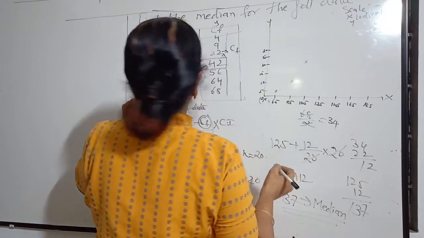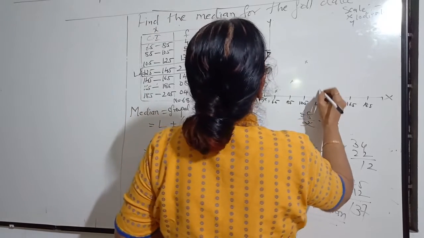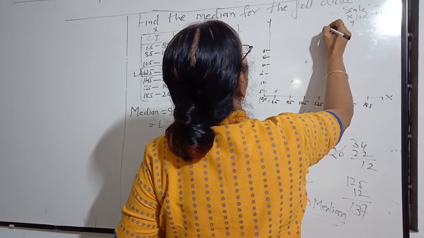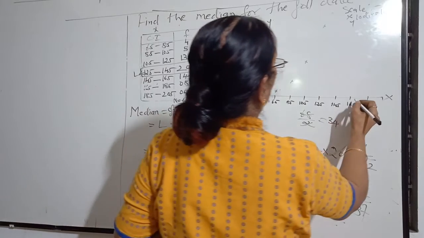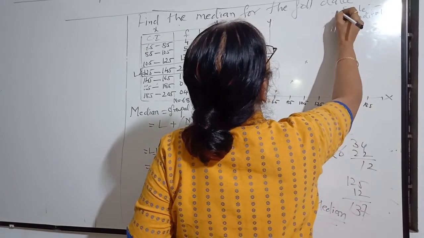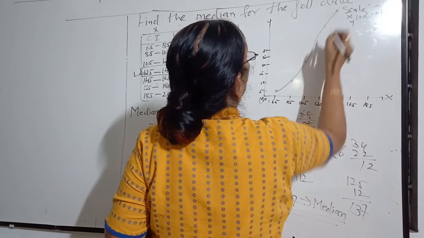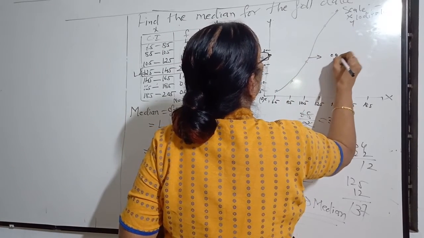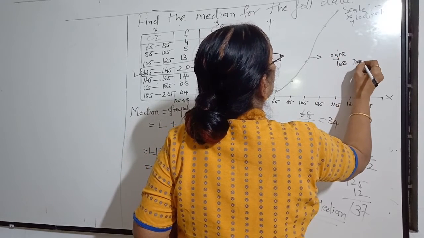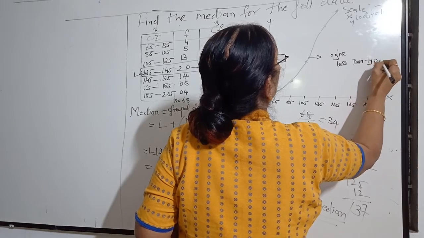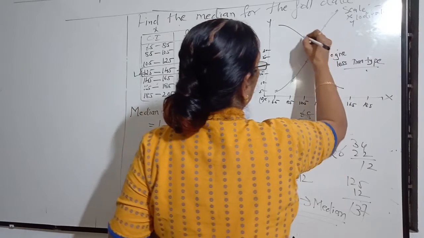Then 125 is 42. 125, 42. Next is 145 is 56. So it goes up like this. So you see the graph is going like this. So this is called the ogive, less than type.